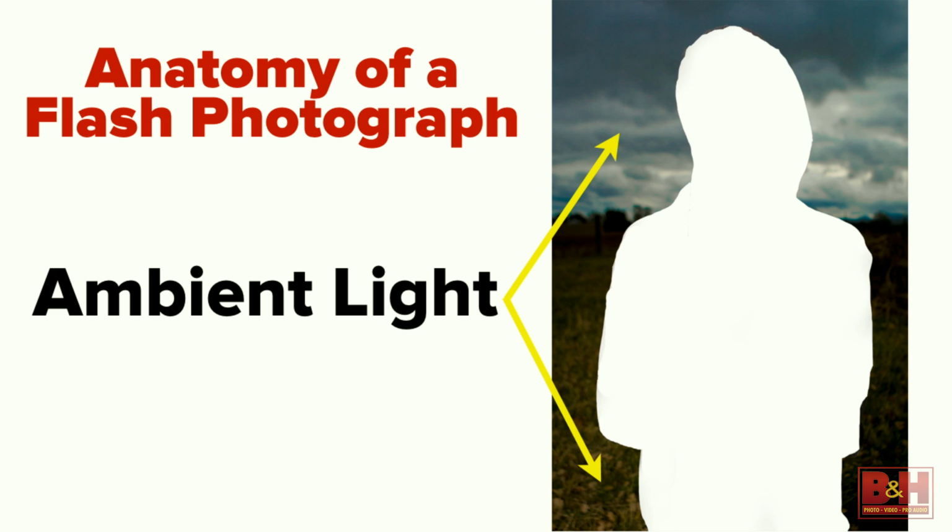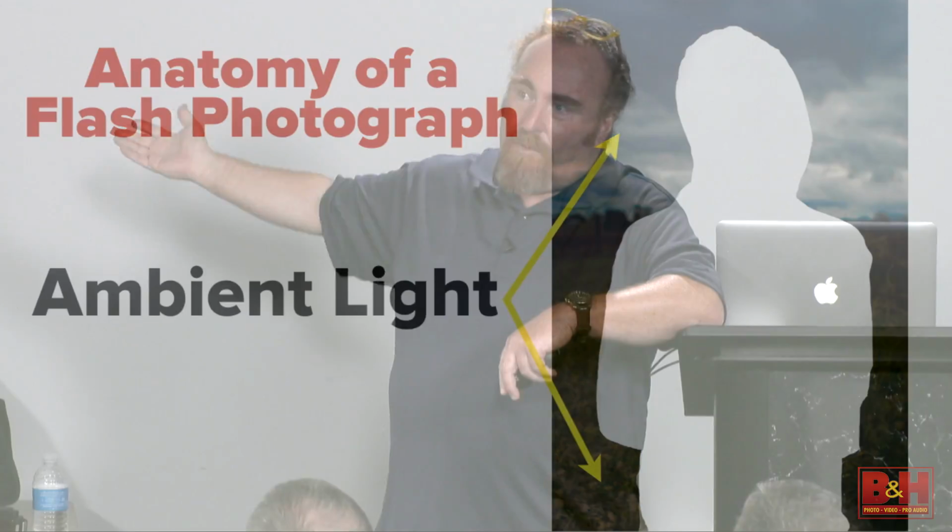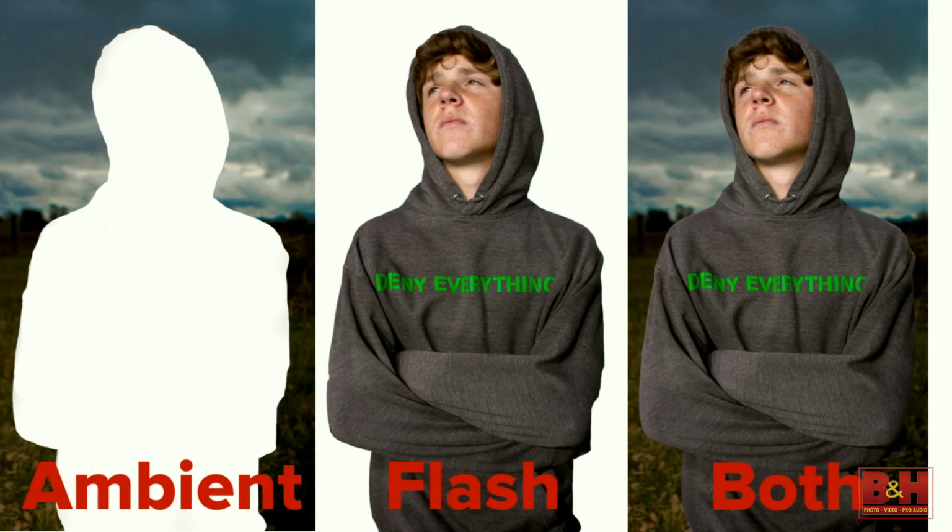If Vin was standing very close to a wall, then we'd say, well, a portion of the wall is also lit with the flash. But in this case, it's only Vin who's lit with the flash, and everything around Vin is ambient light. Why is this important to think about? Well, it's important because we control the ambient light independently of the flash with Speedlites, and actually do the same kind of thing with strobes.